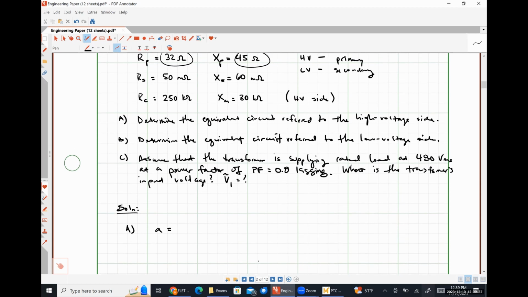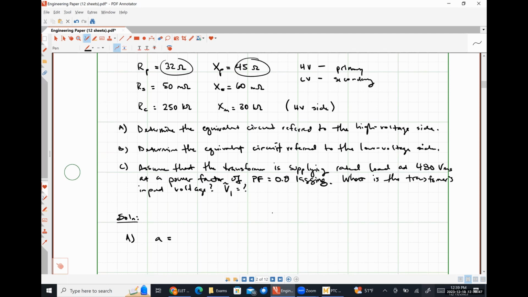Since the high voltage side is the primary and the low voltage side is the secondary, then this is going to be the low voltage divided by the high voltage. So that would be 480 volts RMS divided by 8,000 volts RMS, and that comes out to be 3 over 50.